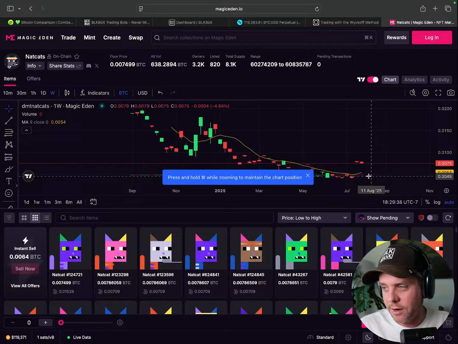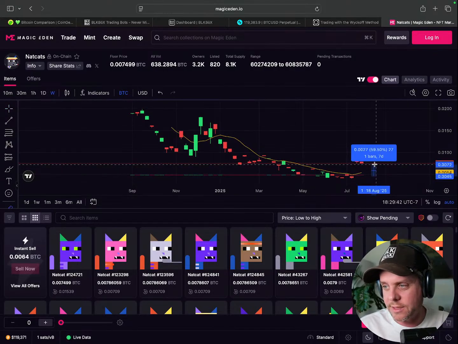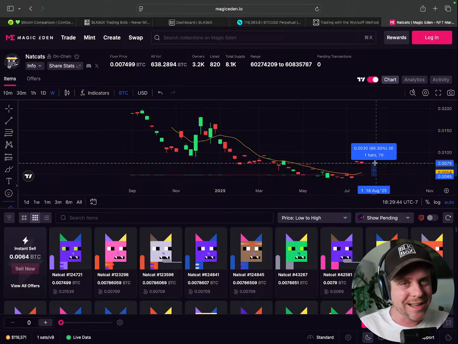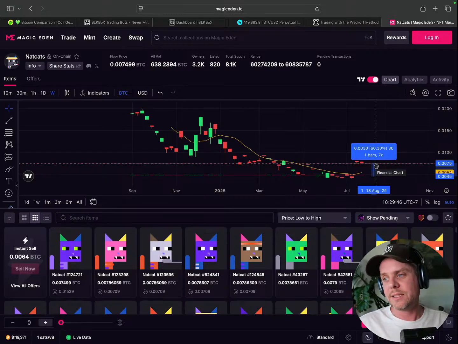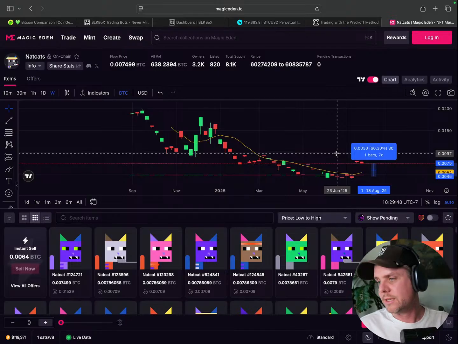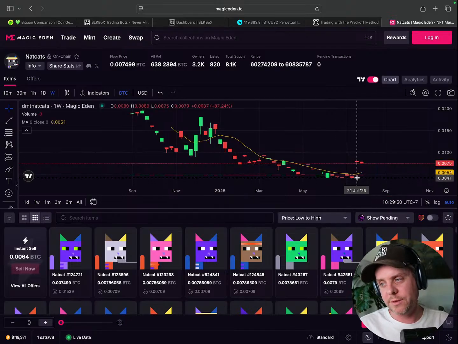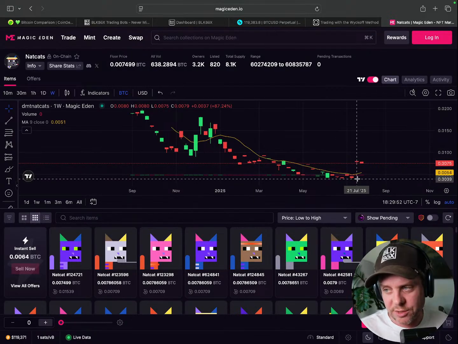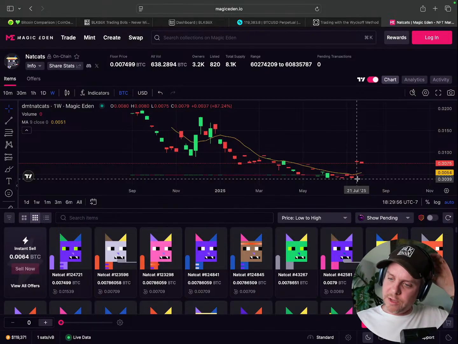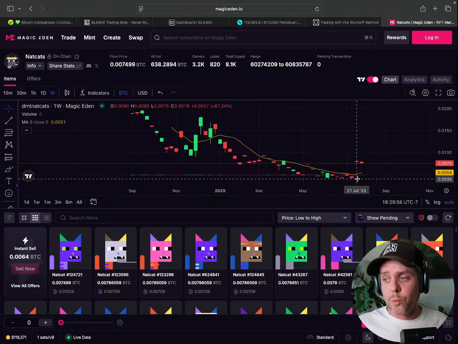We were down here at 450,000 sats per cat, now at 750,000 sats per cat, an over 60% move. If you go from the actual lows, it's a much more impressive number, but you want to use a somewhat realistic price where somebody could have bought. It's a really big sign of strength, a change of behavior here in Natcats, looking really good.